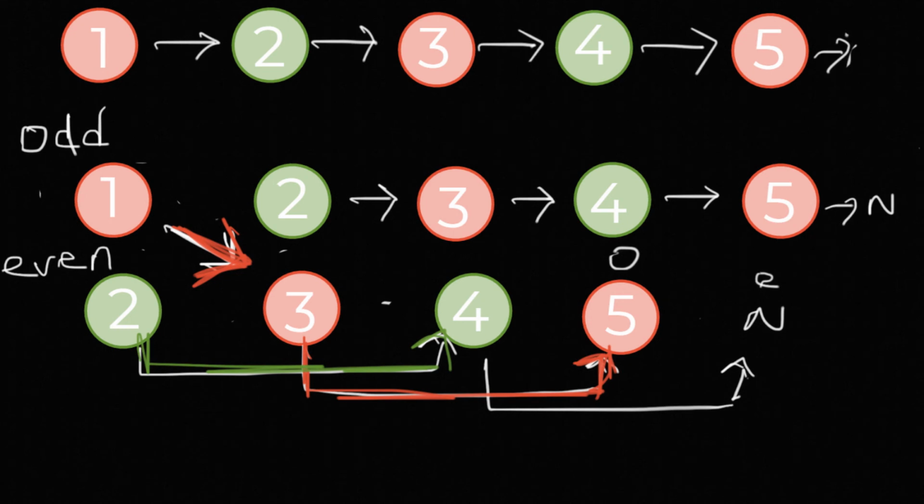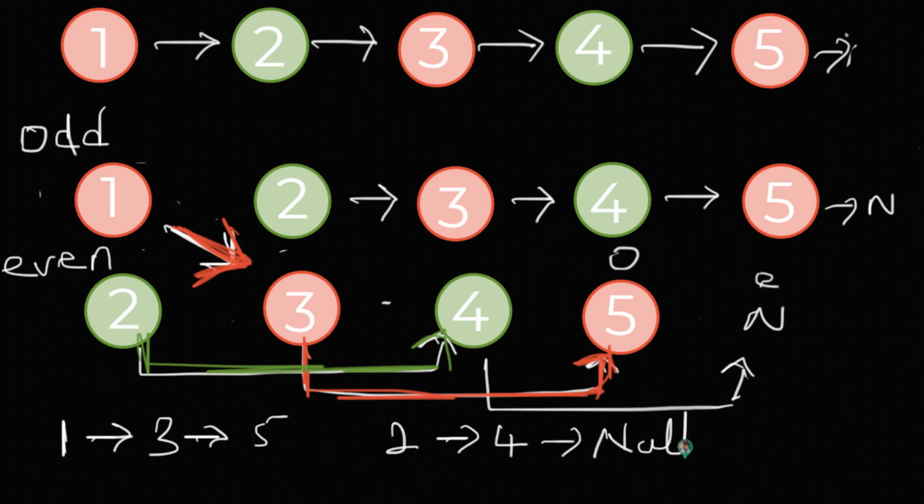So we've got 1 pointing to 3, 3 pointing to 5, and then we've got 2 pointing to 4, and then 4 pointing to null. And now we just have to connect 5 and 2. This is the bridge that we're going to make here that connects the two lists. And this is the final answer.